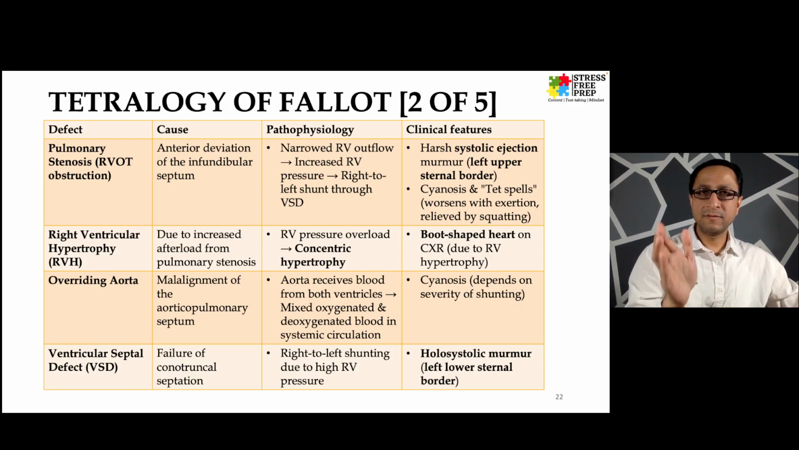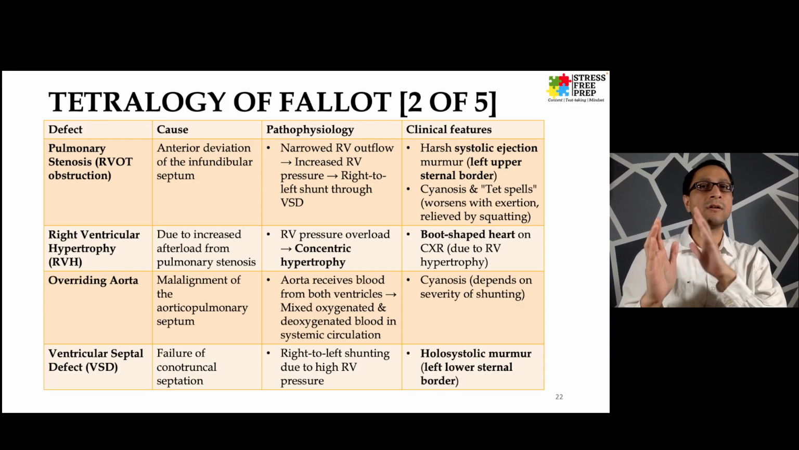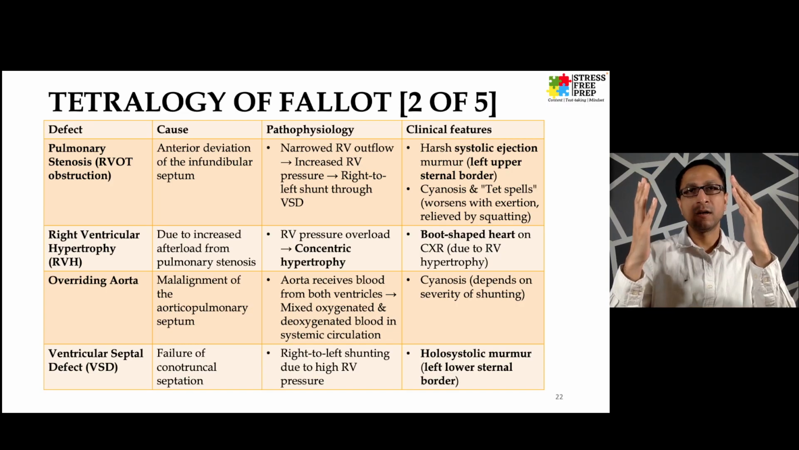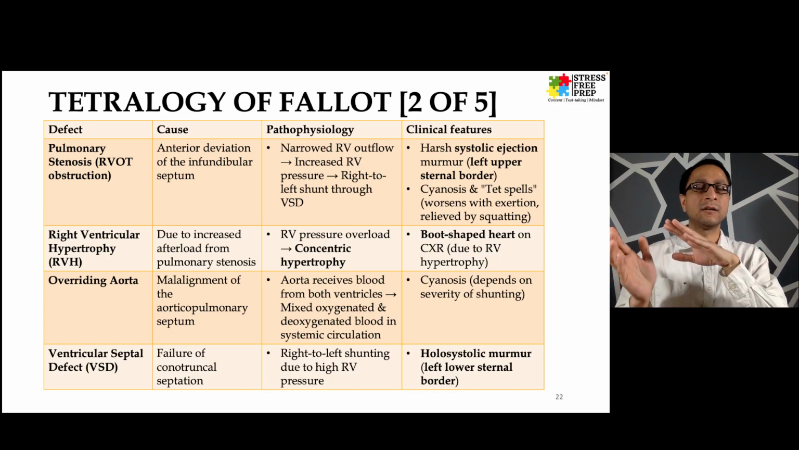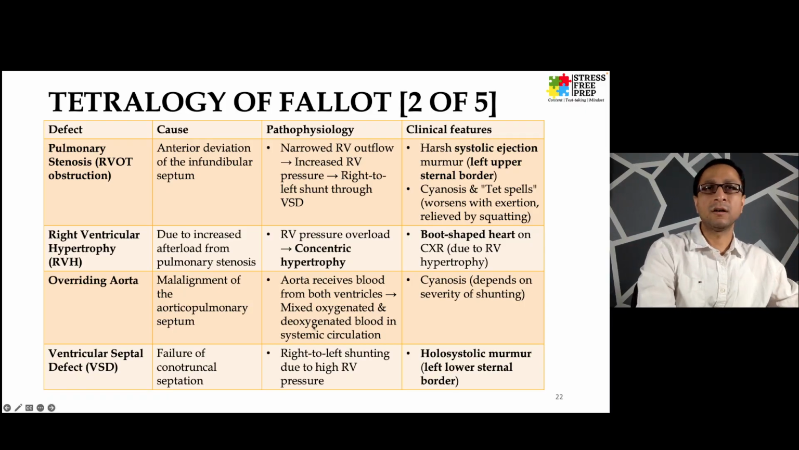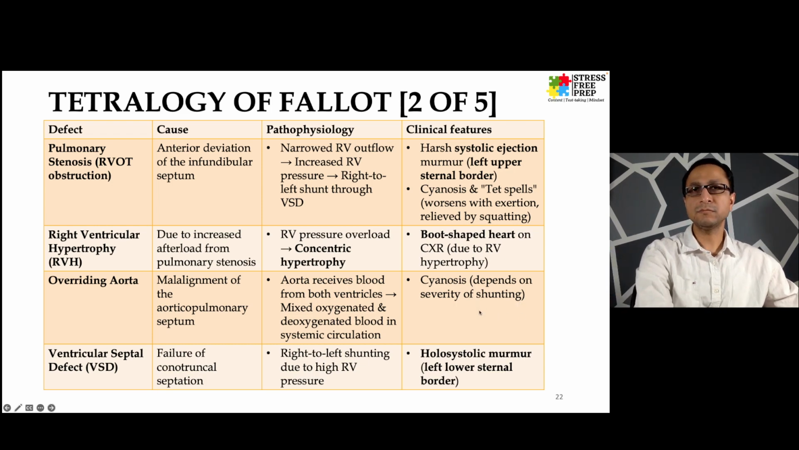So the aorta receives, in this case, blood from both the right as well as the left ventricles because of that malalignment. So now we have a mixture of the oxygenated blood and the deoxygenated blood, and that mixed blood is going out into the systemic circulation. And that is why the patient can also present with cyanosis. Again, it also depends on the degree of the shunting.